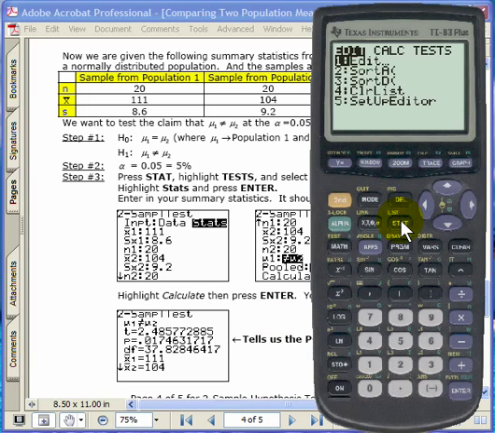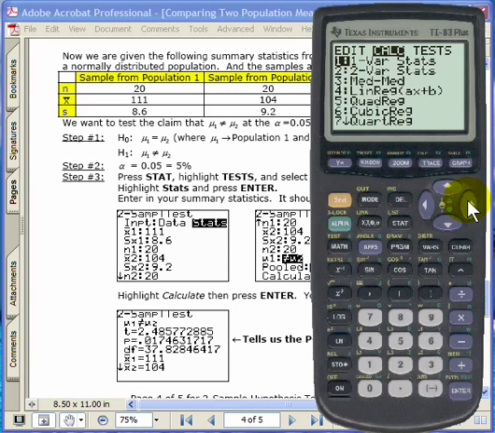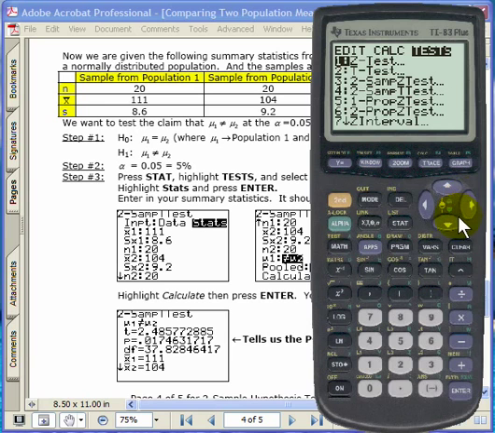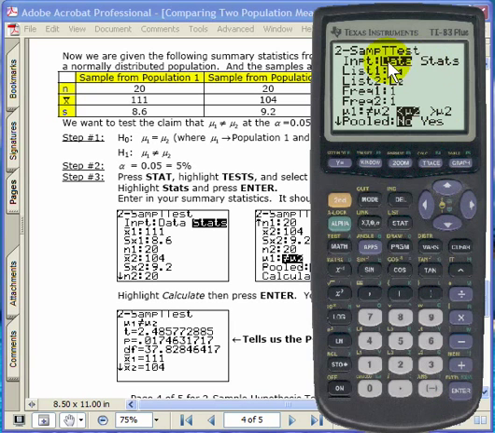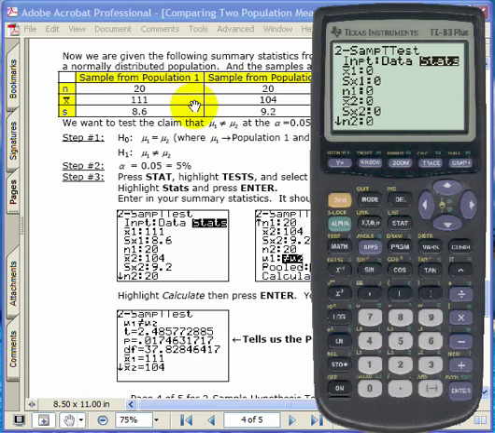We press Stat, press the right arrow to highlight Tests, and what we want is the two-sample t-test. T because we don't know the population standard deviations. So we select that. But we don't want data here, we want stats. So I press the right arrow key to highlight Stats and hit enter. And so this information here I'm going to be entering in here.